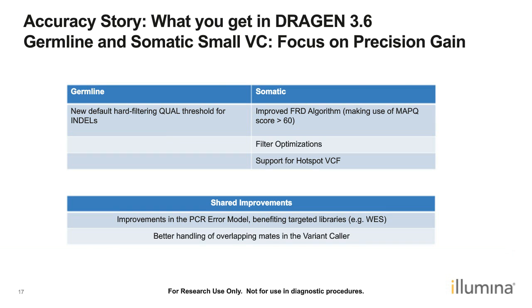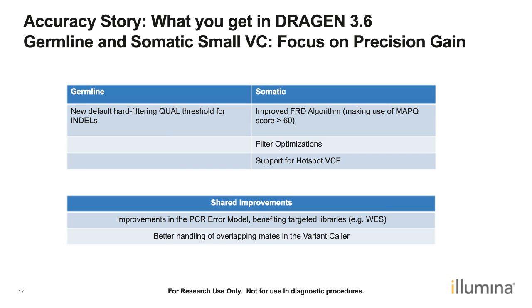So here is a summary of what we have done for the Germline and small variant calling improvements. And again, the focus in 3.6 has been on the gain for precision. In the previous versions, we had focused a little bit more on the sensitivity side, but here, on 3.6, we focused on precision because that's the feedback that we got, saying that that's something that we felt was a little bit behind and we needed to catch up on.